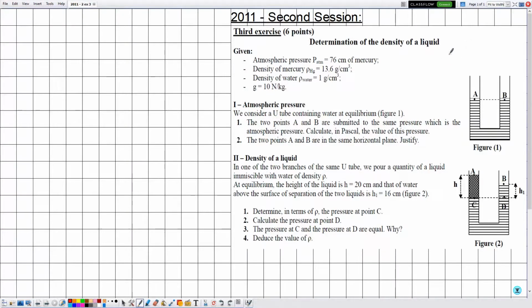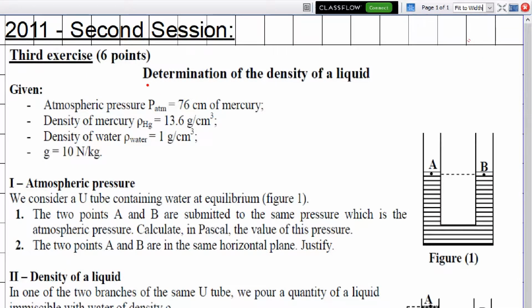Okay, hello everyone, in a new video. In this one we are going to solve an exercise related to mechanics in the chapter of pressure in liquids. This exercise was in the brevet exams in 2011, second session, third exercise. The title of this exercise is Determination of the Density of a Liquid.